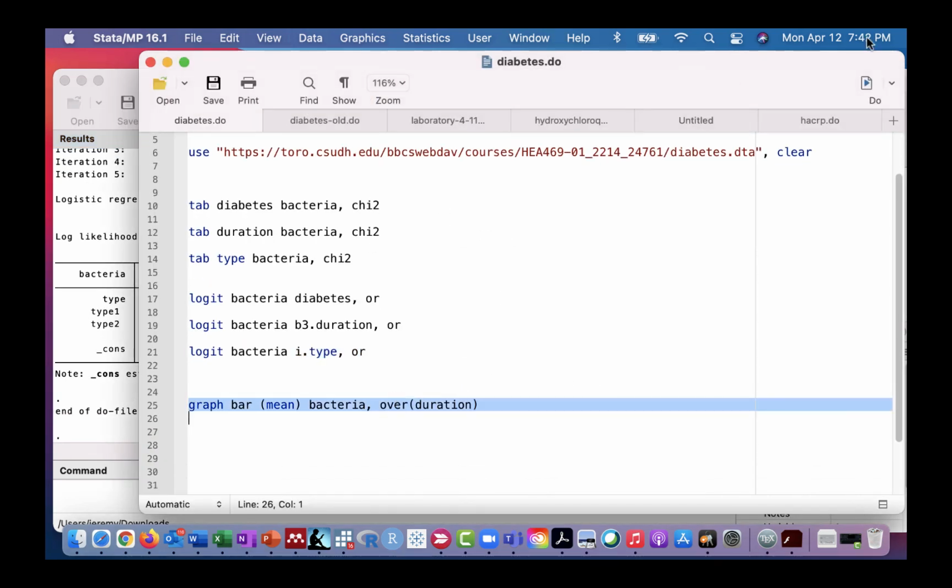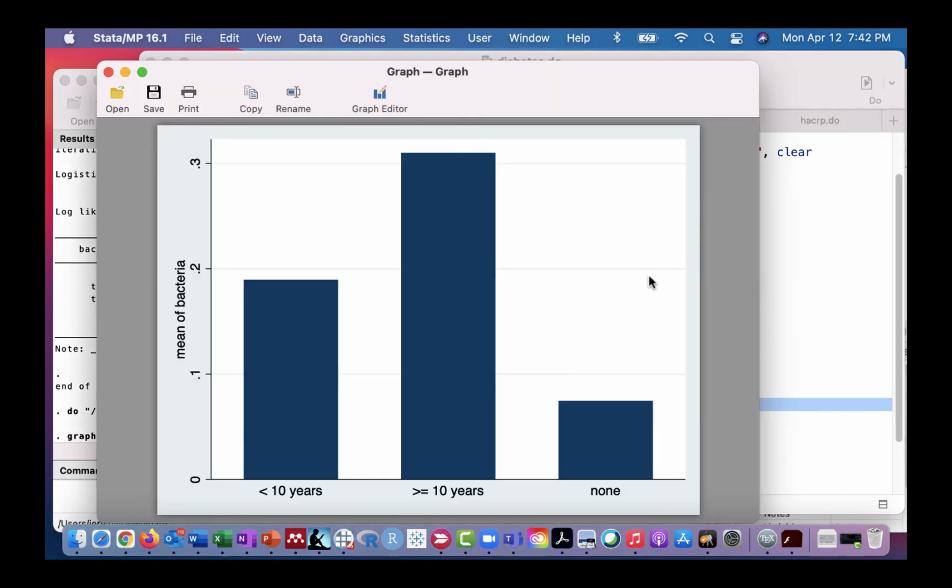You can see the do file, and now when you run the graph, you can see the graph and data there. So who has higher rates of bacteria? People with diabetes for a longer time period.